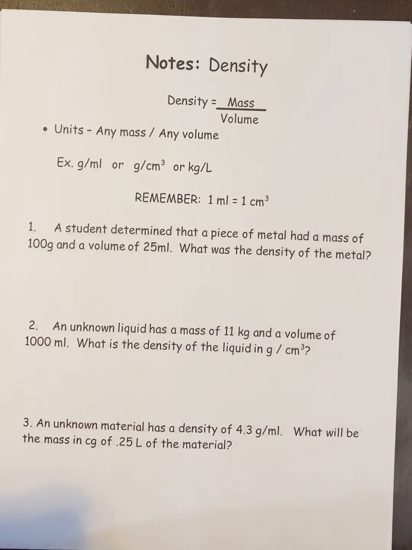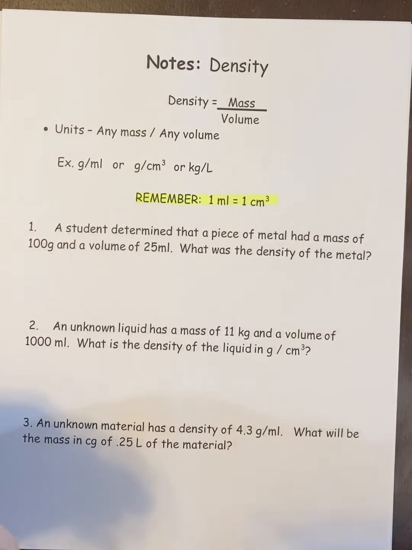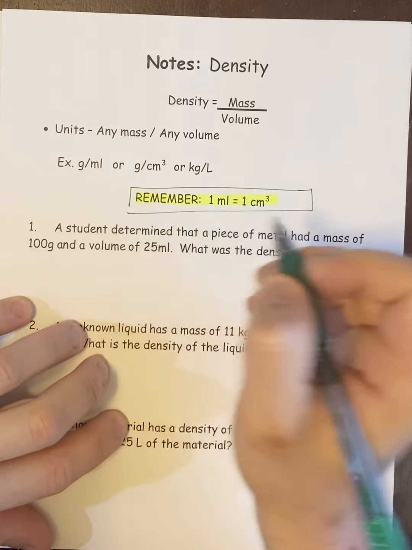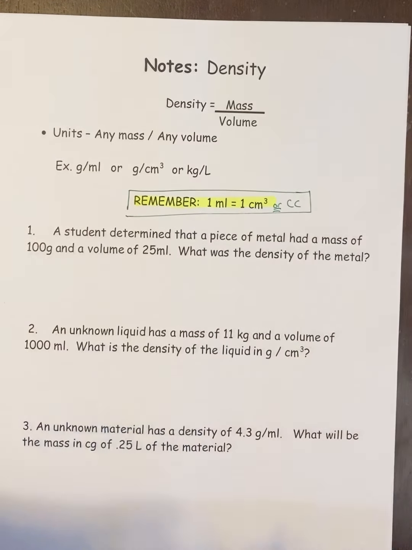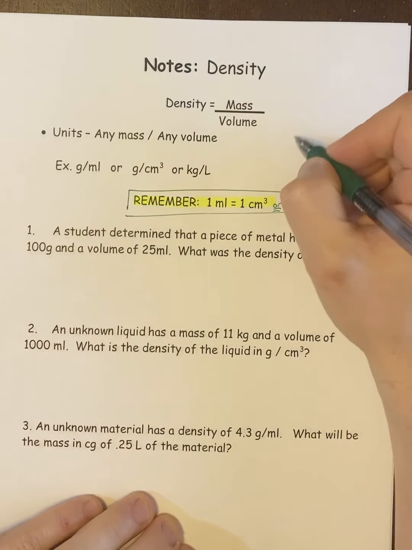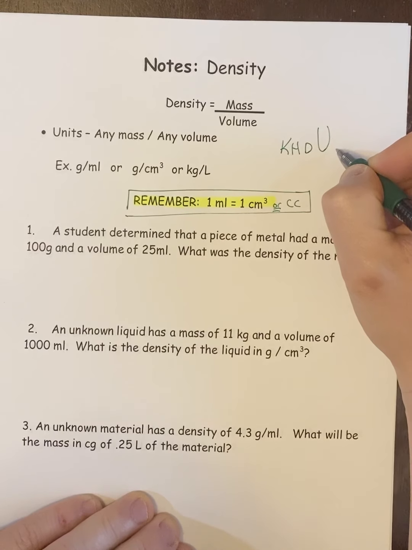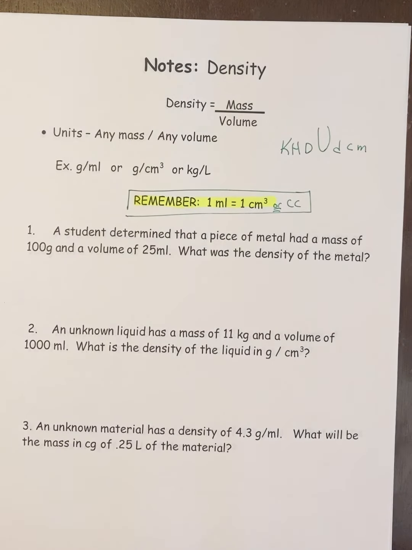So the one conversion that unfortunately has to be memorized is this one right here. A milliliter is a cubic centimeter, or in the medical world, they call it a cc. Maybe you've heard of that before, but all the other conversions that we're going to do are going to use King Henry's daughter usually drinks chocolate milk. So we're going to use that conversion a lot.